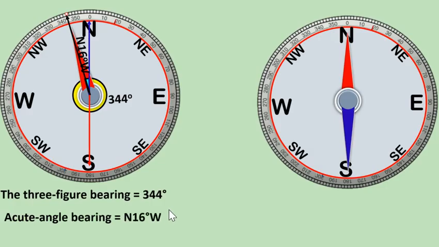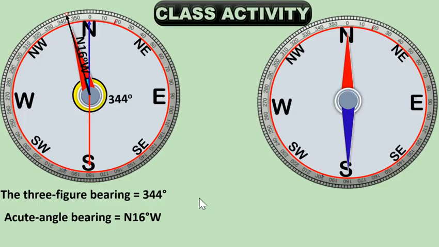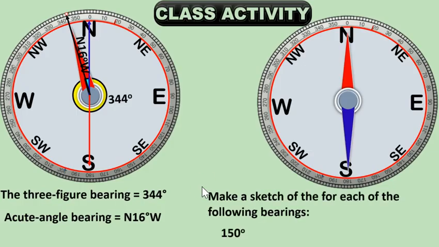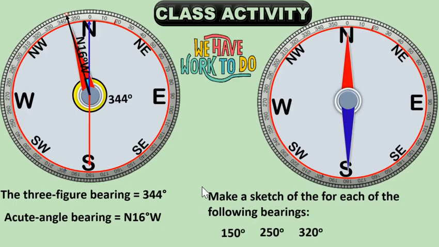So now we can see the relationship between acute angle format and 3-digit or 3-figure formats. Now, class activity again. Make a sketch of each of the following bearings. Copy that and make a sketch on your own. So 150, 250, 320. Please, we have work to do. Know that I believe in you. I know you can do it, so that's what I'm giving you to do. Please don't disappoint me. Do that.